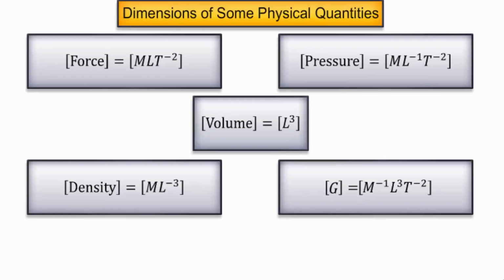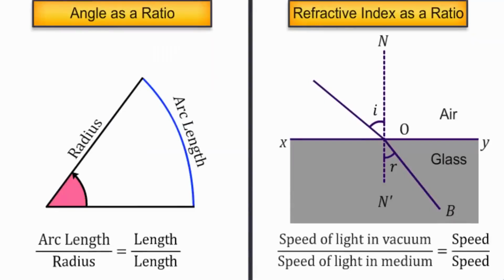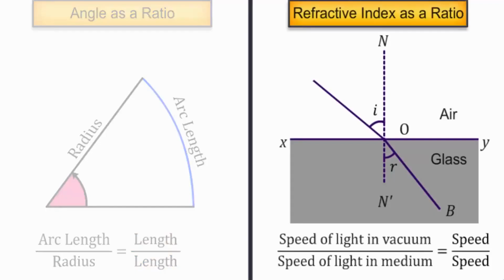For example, the arguments of some dimensionless functions such as trigonometric, logarithmic, and exponential functions cannot be obtained using dimensional analysis. The ratio of similar quantities results in a pure number, which is again dimensionless. For example, angle is the ratio of arc length to radius, which is length divided by length. Absolute refractive index of a medium is the ratio of the speed of light in a vacuum to that in a given medium, which is the ratio of speed to speed.